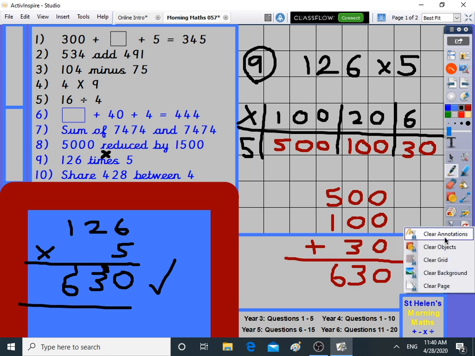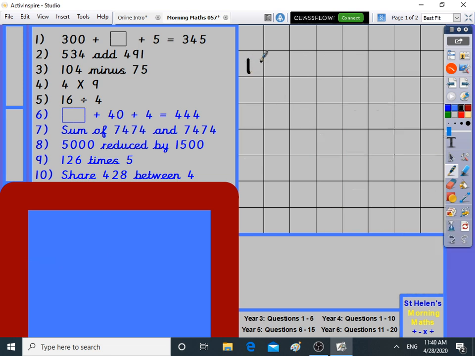On to number 10. This is share, which means divide. 428 divided by 4. It would take a long time in real life to share out 428 sweets or 428 little dots or something. I'm going to use a bus stop for a big number like 428. So how many 4s fit into 4? 1. 4 fits into 4 exactly once. How many 4s fit into 2? Does 4 fit into 2? No, you can't get 4 there. There's only 2. So it doesn't work.